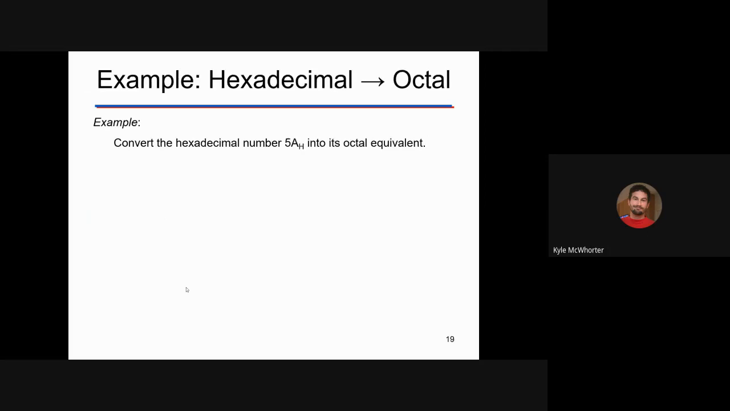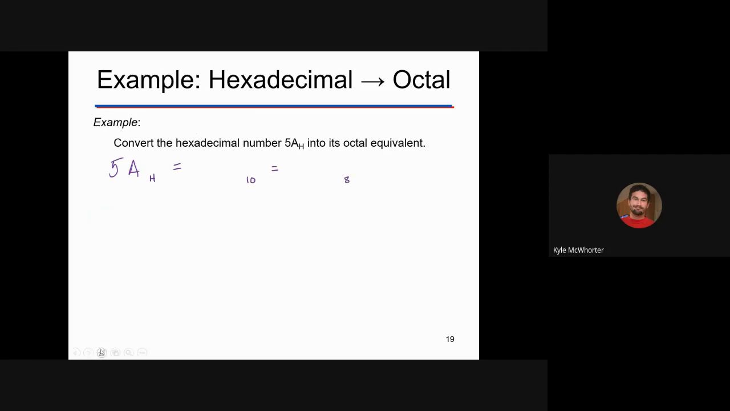Okay, now, how would we get from hexadecimal to octal? Right now, the only way we know how to do it, we know how to go from hex to base 10, and we know how to go from base 10 to base 8. So it'll be a two-step process. So we're gonna start by taking 5A in hexadecimal and converting that into base 10. Then we're gonna take that and convert it into base 8.